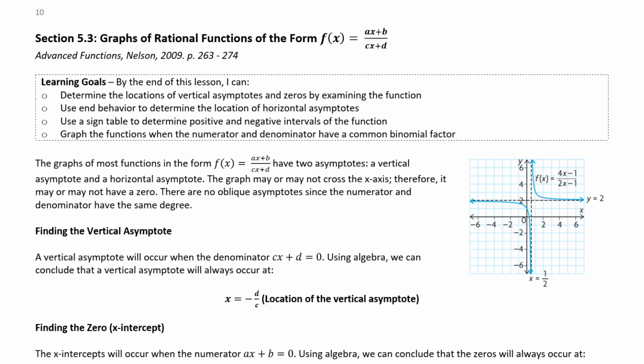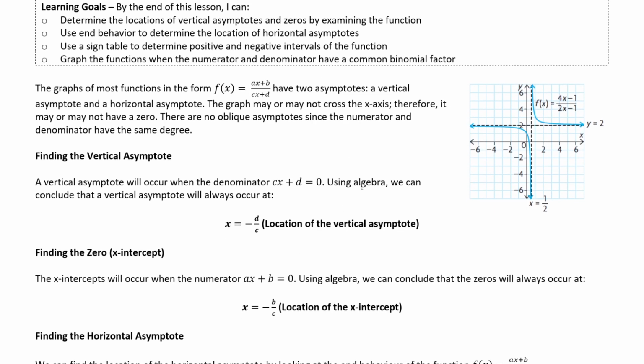The graphs of most functions in the form f of x is equal to ax plus b over cx plus d have two asymptotes. They have a vertical asymptote and a horizontal asymptote. The graph may or may not cross the x-axis, therefore it may or may not have a zero. There are no oblique asymptotes in this case because the numerator and denominator have the same degree. Just recall that oblique or slant asymptotes happen when the numerator of the function has 1 degree higher than the denominator of the function.